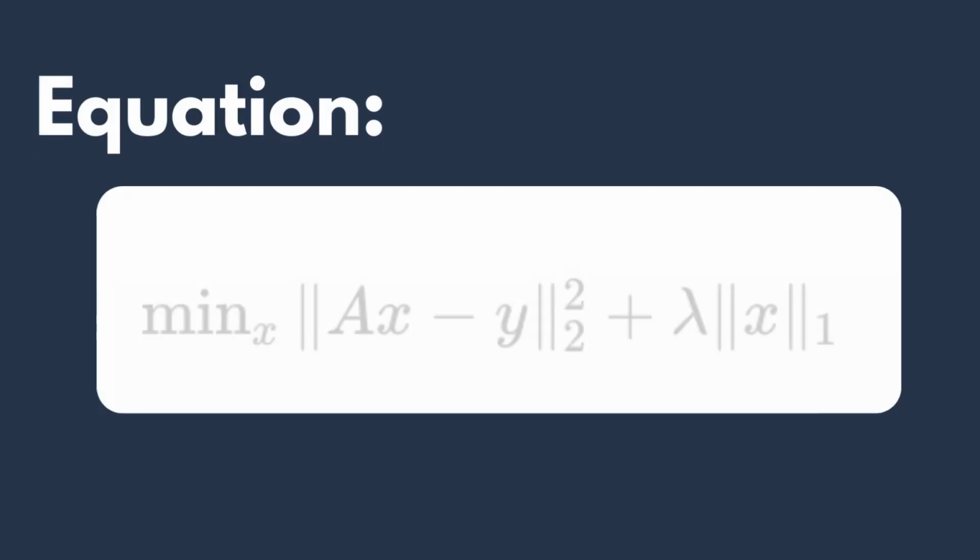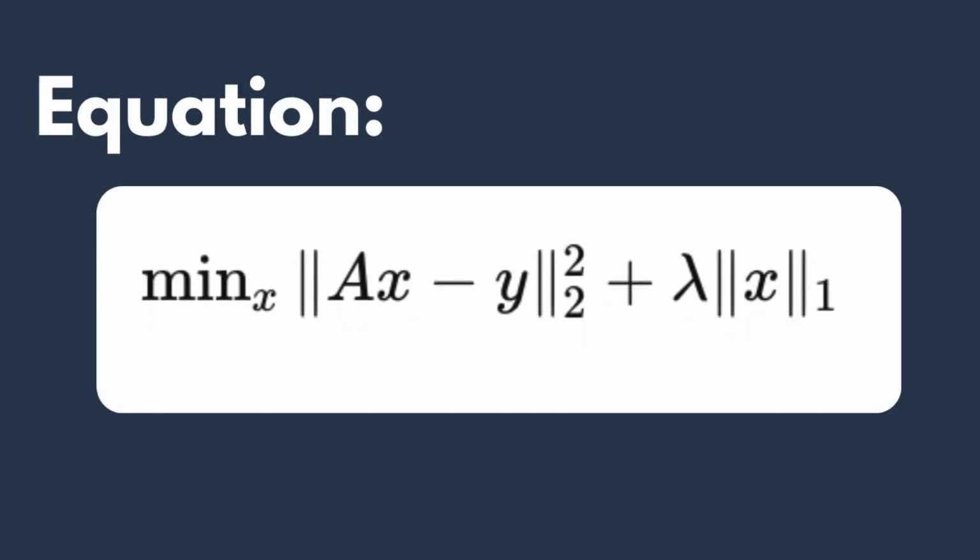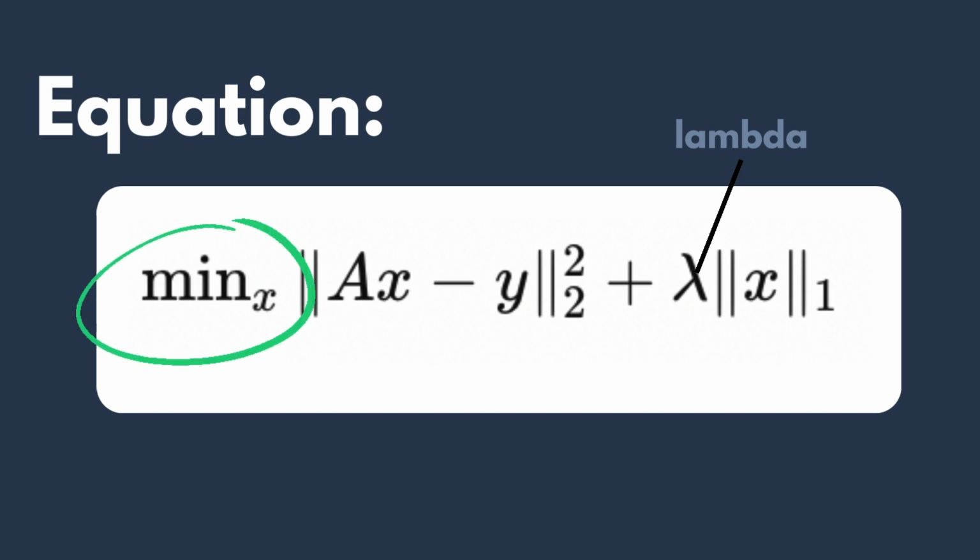The equation, minimize over x the 2-norm squared of Ax minus y plus lambda times the 1-norm of x, is a part of a long mathematical process in compressed sensing, but is one of the key equations. Min, or minimize, means we're trying to find the smallest value of this function, and x is our signal.